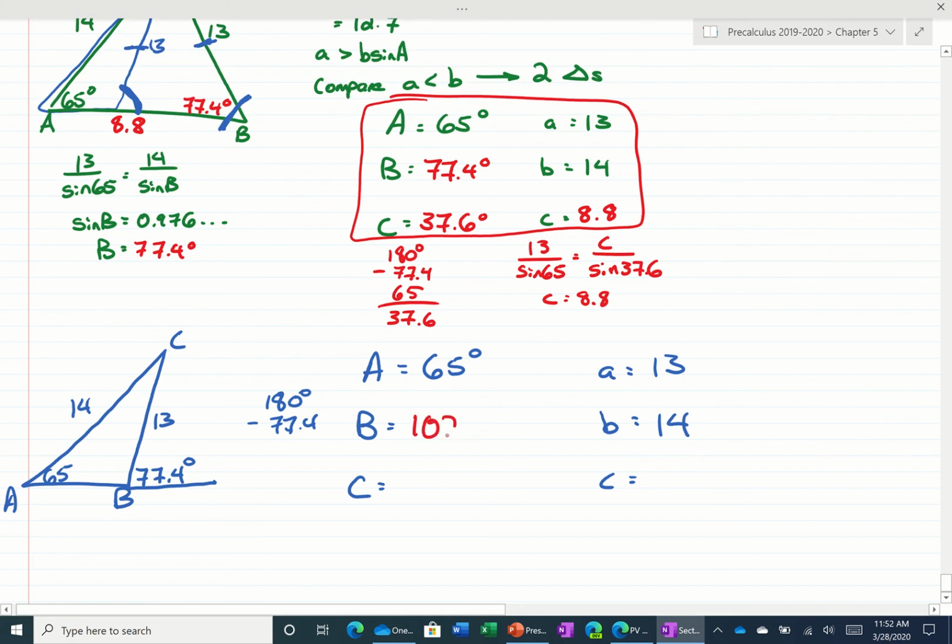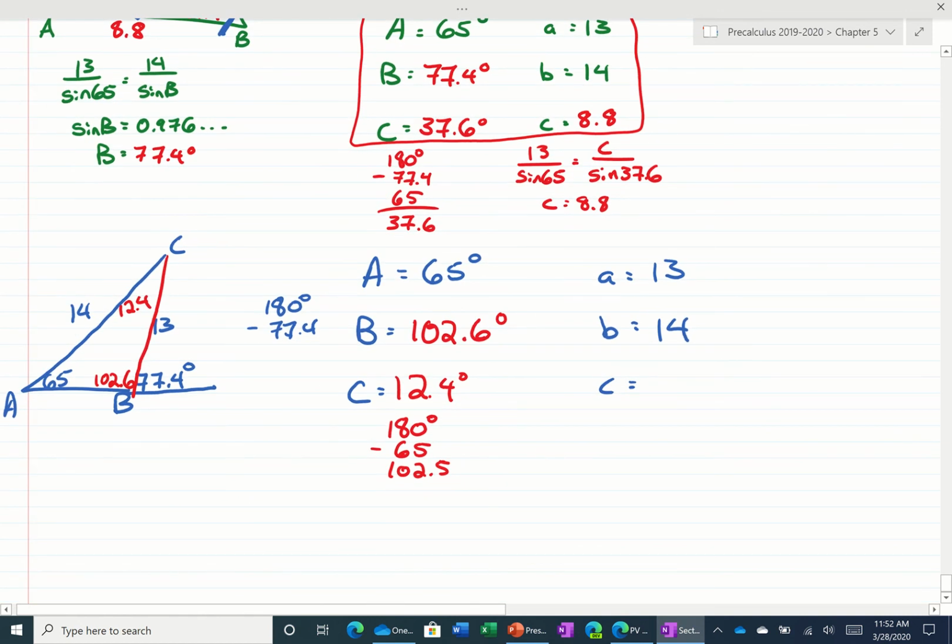To get angle C, we do 180 minus 65 and 102.6. And that comes out to 12.4. And the only thing we're missing is side C.